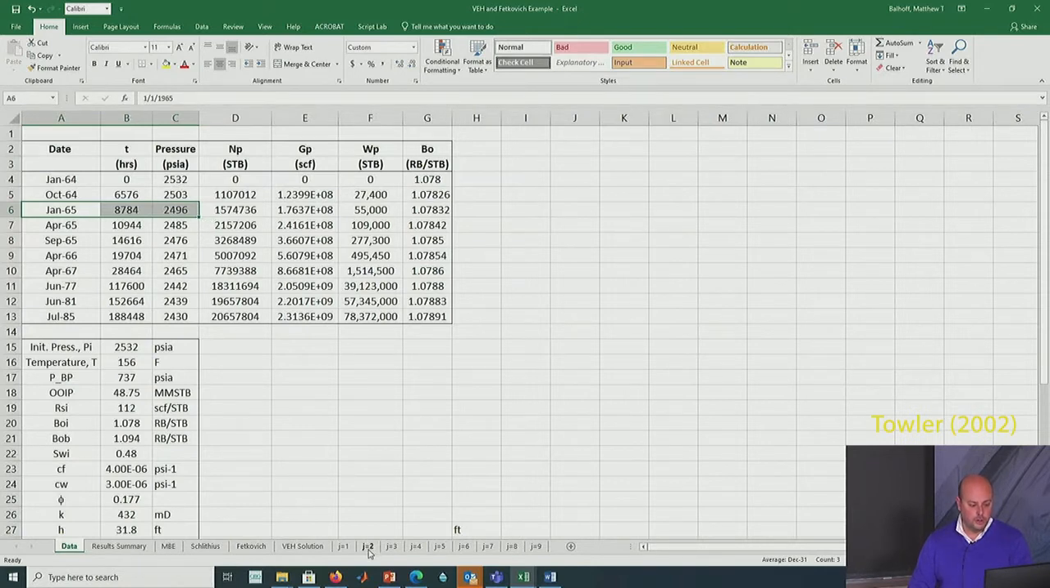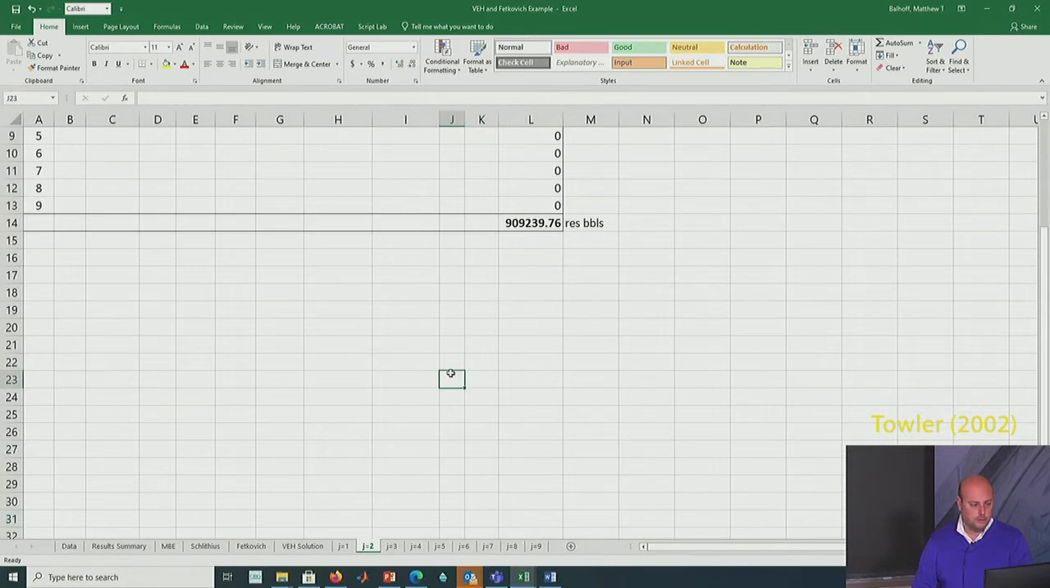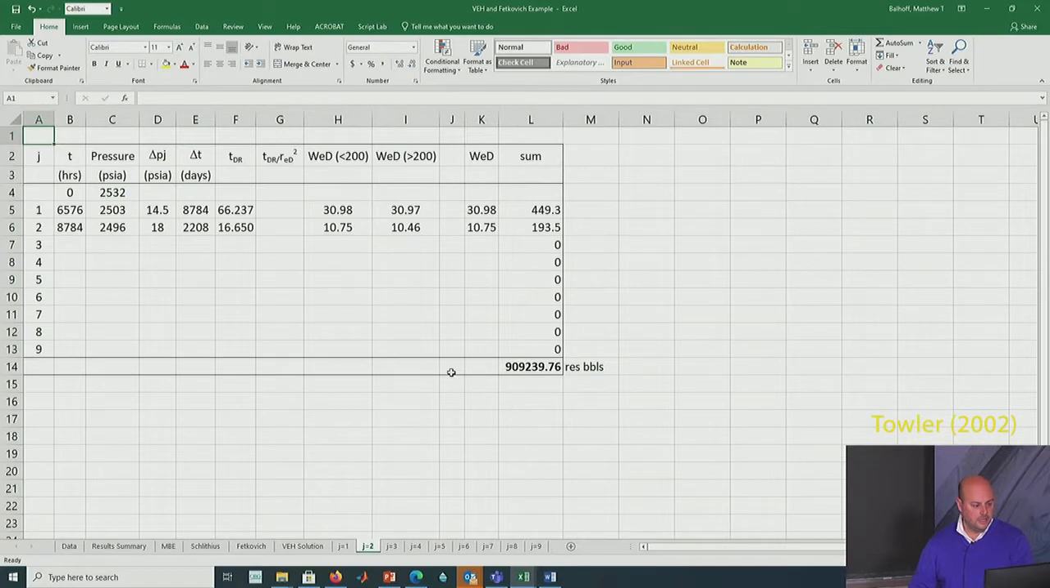And if I go to here, I'm going to go to this tab, J is equal to 2. And don't worry, I'm going to post the data for this spreadsheet, and I'm going to talk more about that in just a moment. So here is a table that I created. And you notice in this table, I don't have any data after 8784 because that's not what we were asked right now. We were only asked to figure out the total water that was encroached after 8784 hours. And at that time, the pressure was 2496.